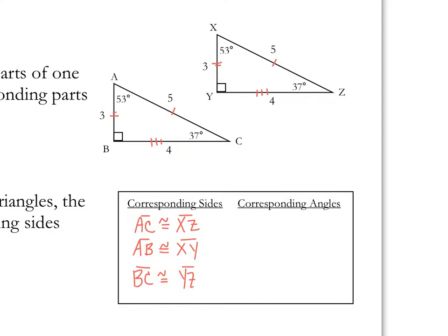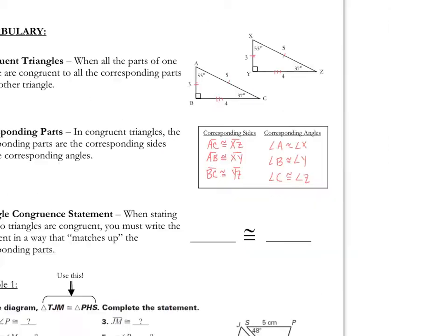And then we have angles. So angle A is congruent to angle X. Angle B is congruent to angle Y. And angle C is congruent to angle Z. So those are corresponding sides and angles. It's the ones that match up and they're the ones that are congruent.